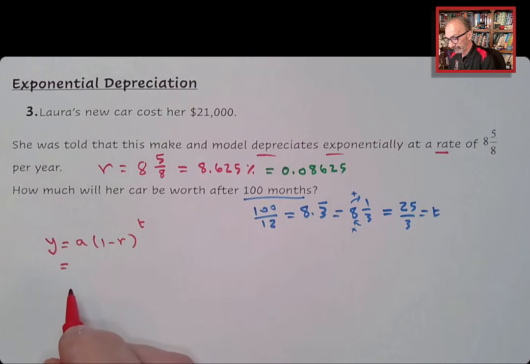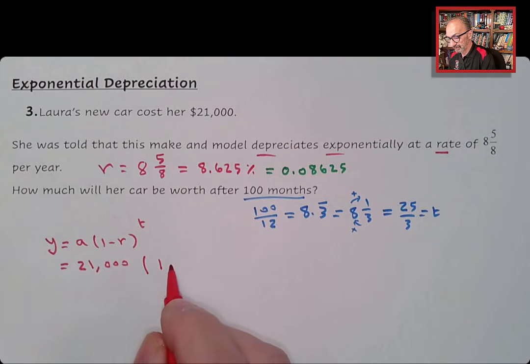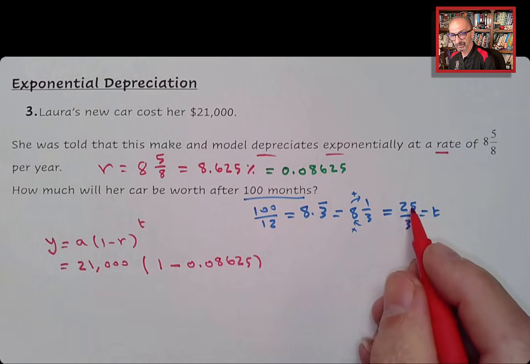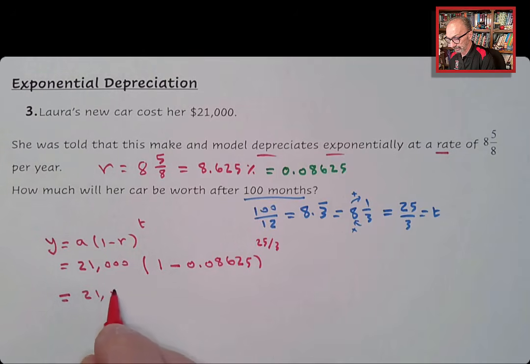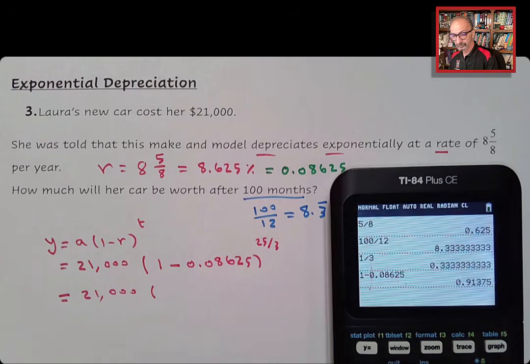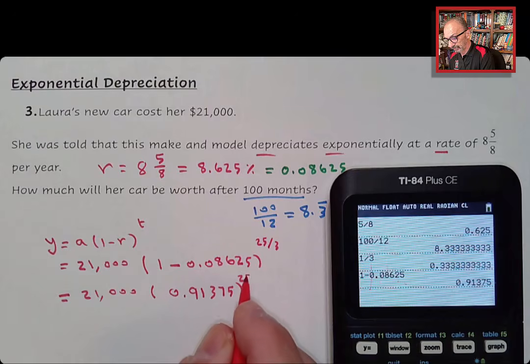Which is the following. 21,000 for a, times 1 minus r, 1 minus 0.08625, to the power t, and t, the accurate number, is 25 over 3. I could do that on the calculator. 1 minus 0.08625 is 0.91375. So 21,000 times 0.91375 to the power 25 over 3.